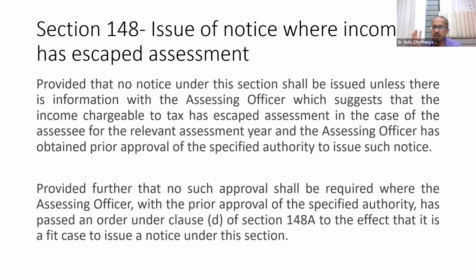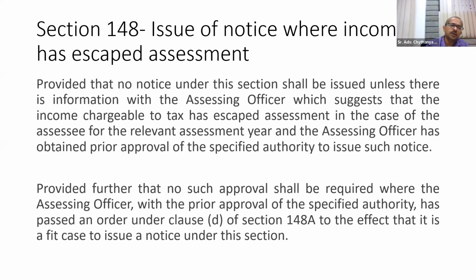These words are very critical. Keep them in mind: in the case of the assessee for the relevant assessment year. Because these words are important as you discuss Explanation 1, which will define the meaning of information suggesting escapement of assessment. And the second limb is the assessing officer has obtained prior approval of the specified authority to issue such notice. So twin conditions have to be satisfied. So when 2021 came in, this was the only proviso.